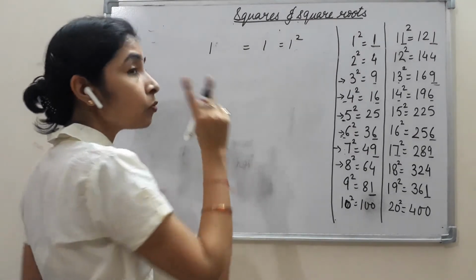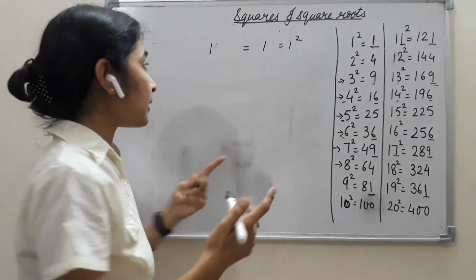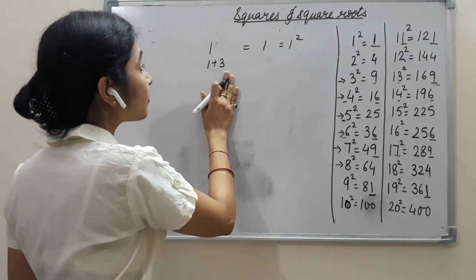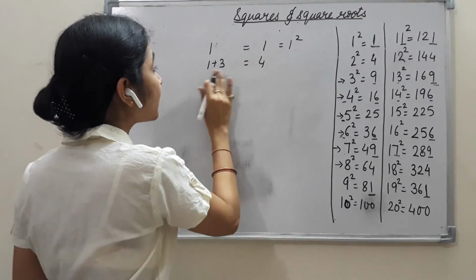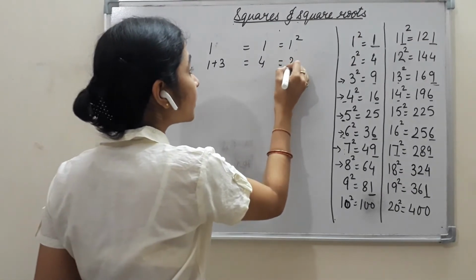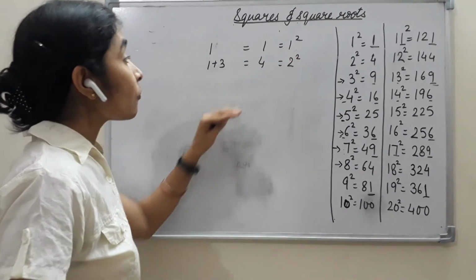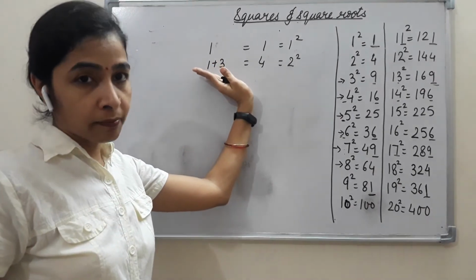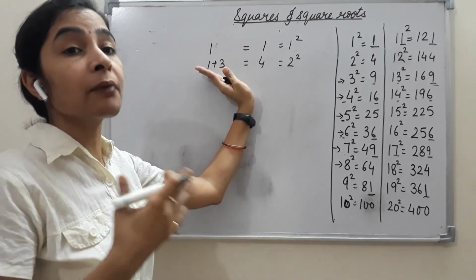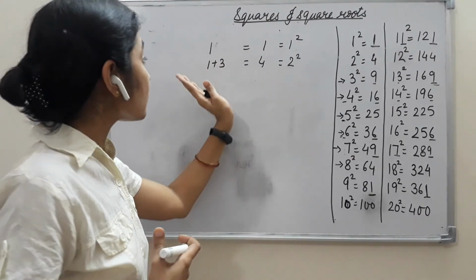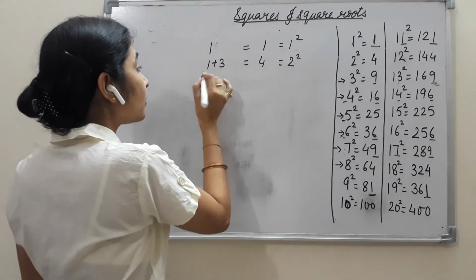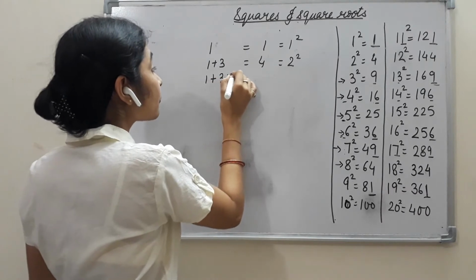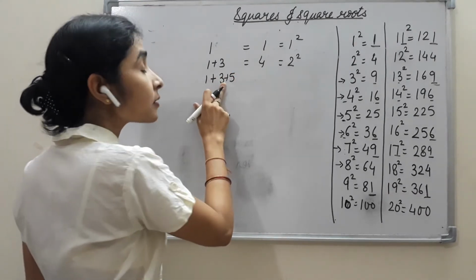Now if I take 2, after 1 there are 2 odd numbers that I am taking. After 1 the odd number comes as 3. So how many odd numbers are here? 2. Now 1 plus 3 is equal to 4, and that will be equal to 2 square. So 4 can be expressed as the sum of the consecutive odd numbers coming before it. Now similarly, if I take one more odd number after 3, 1 plus 3 plus 5, that is equal to 1 plus 3 is 4.